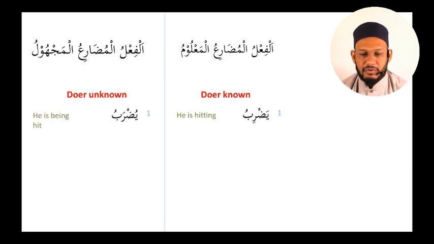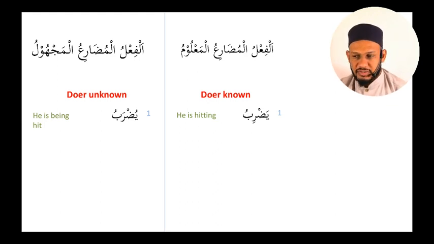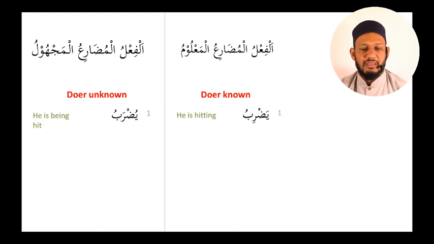Now, I want to work out the majhul version of that. And the majhul version of that is yudrabu. So what changed? The first letter, instead of having an a, has an u. So they all have u's. And the middle root letter, the ra, has a fatha. So that yadribu becomes yudrabu. So what does yudrabu mean? He is being hit.